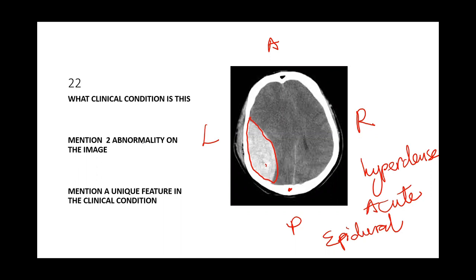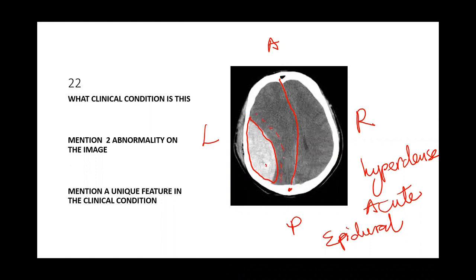Mention two abnormalities you see. There is midline shift. What again? There is loss of sulci and gyri. What again? The ventricles are obliterated. Excellent. And then perilesional edema.